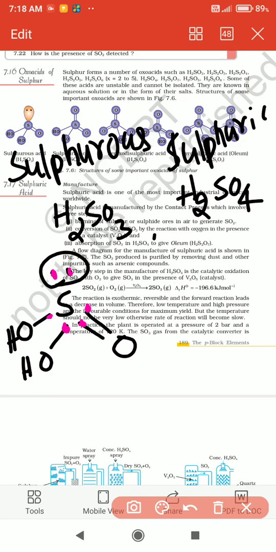Next, see sulfuric acid. How do we represent the structure? There are 2 hydrogen atoms, therefore OH groups, and double bond O present. Here there is no lone pair of electrons, because one more oxygen atom is present compared to the H2SO3 molecule. These are the main structures of sulfurous acid and sulfuric acid.